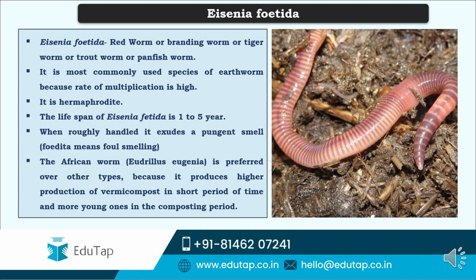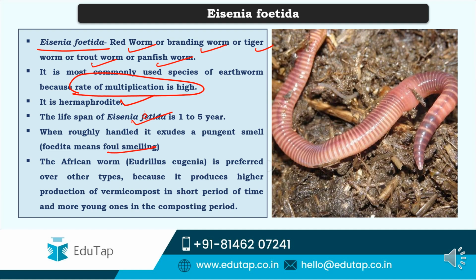So friends, next is which is the most common one used in vermicompost production in India, that is Eisenia foetida. It is commonly called red worm, branding worm, tiger worm, trout worm or panfish worm, and it is the most commonly used species because its rate of multiplication is very high. It is hermaphrodite. The lifespan of Eisenia foetida is 1 to 5 years, and when roughly handled, it emits some pungent smell. That is the reason it has been given the name foetida.